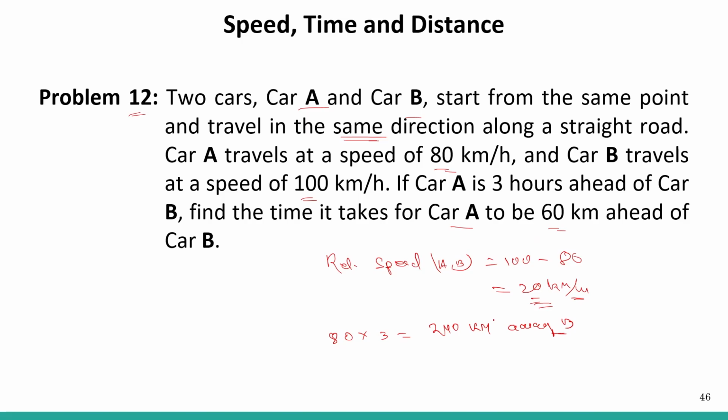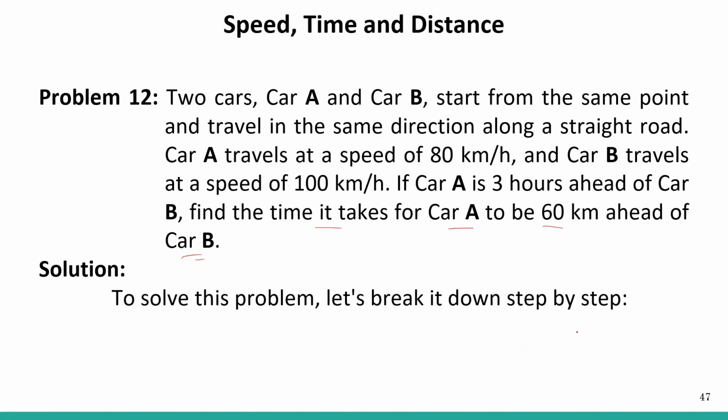Okay, so 240 minus 60 is equal to what? 180 km. And at a relative speed of 20, we can divide 180 by 20 is equal to what? 9. So it will take approximately how much? 9 hours to complete that distance.